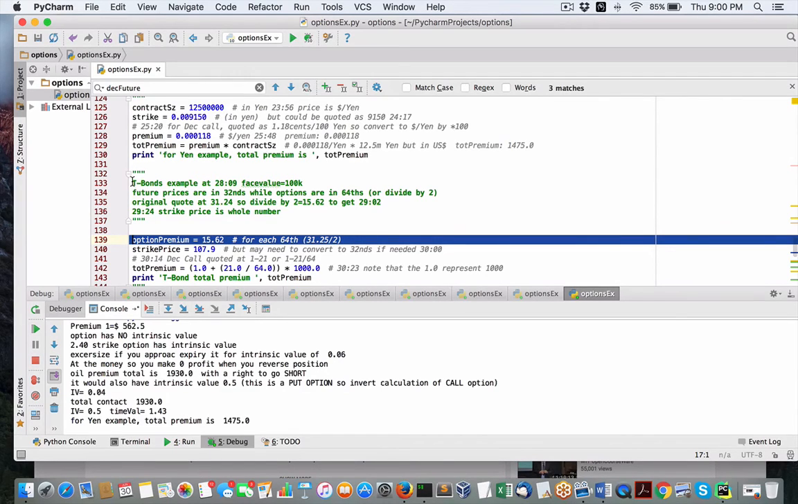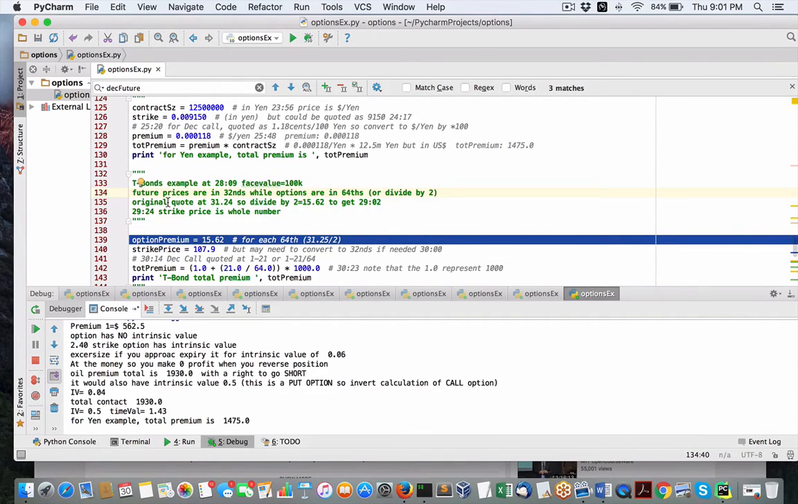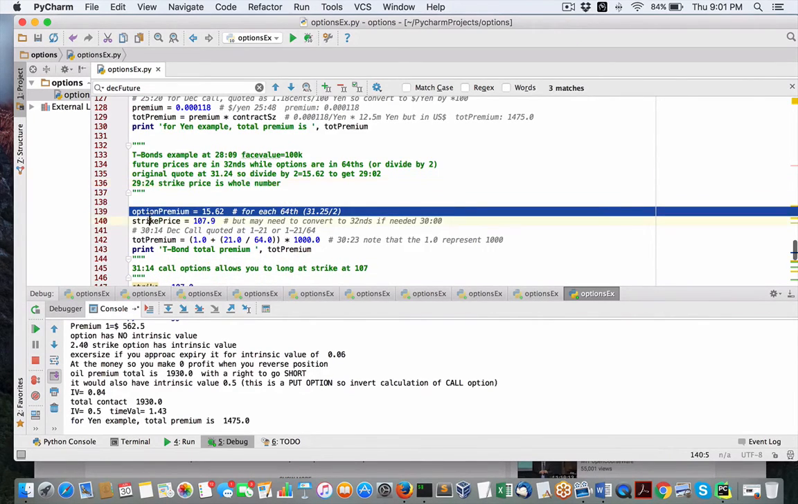Now, T-bonds are even wonkier. We have a face value of 100,000. Future price is always in 32nds, but note that options are in 64ths, so you will have to divide by 2. So if you have the original quote at 31.24, divide by 2 to give you 15.62. And also remember that the strike price is a whole number. So we know our option premium is 15.62.